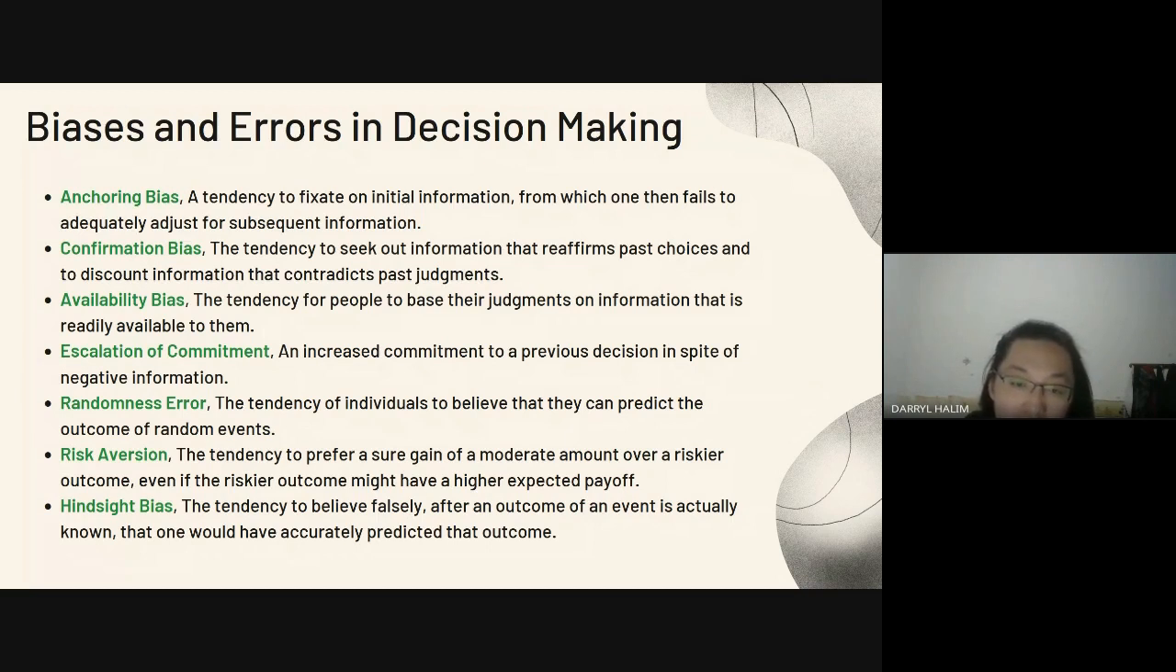The next one is risk aversion. This one is basically you are blinded by safety. Instead of looking for the most gain, you look for the safest outcome, which might be correct. However, it may not be the correct decision when you are looking for the most gain. The hindsight bias is the tendency to believe falsely, after the outcome of an event is actually known, that one would have accurately predicted the outcome.